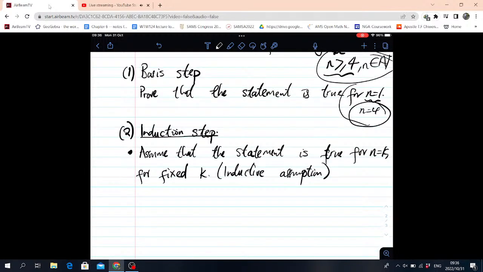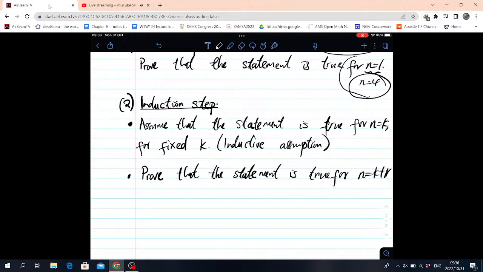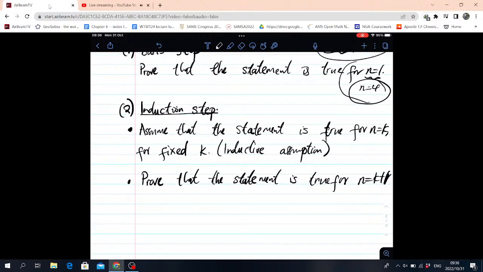And then the second part is to then prove that the statement is true for n is equal to k plus 1, right? And then you have proved that it is true for any natural number. So basically what it says is just maybe a bit of logic of how it works.